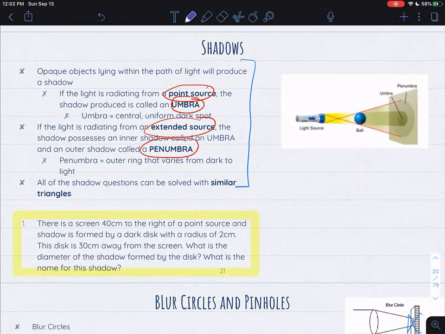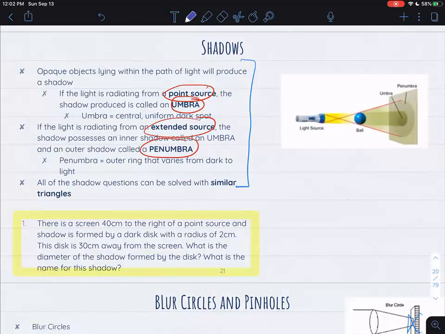So this first problem here about shadows says there's a screen 40 centimeters to the right of a point source, and the shadow is formed by a dark disk with a radius of 2 centimeters. That disk is 30 centimeters away from the screen, and the question wants to know what is the diameter of the shadow formed by the disk, and what is the name for this type of shadow.